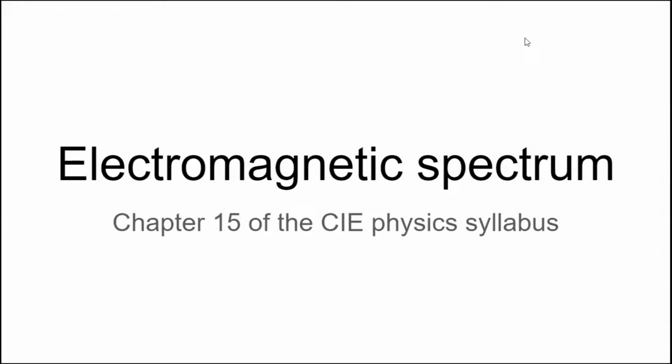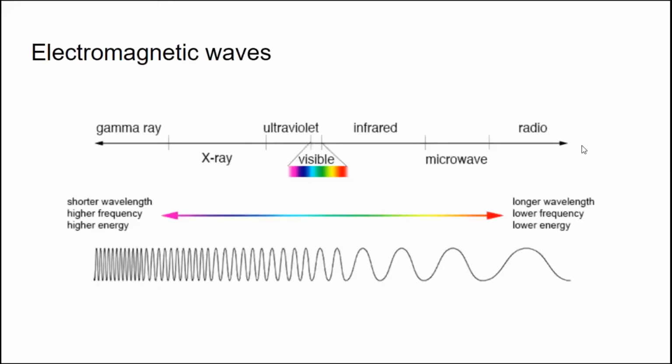We will be studying the electromagnetic spectrum, which is chapter 15 in the physics syllabus. So there are 7 electromagnetic waves, starting from gamma rays, X-rays, ultraviolet, visible light, infrared, microwave, and radio. From gamma rays to radio waves, the frequency decreases, but the wavelength increases.